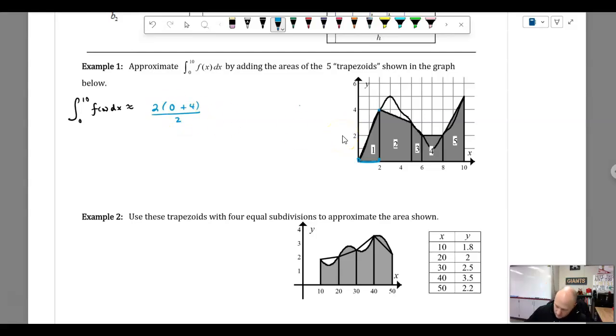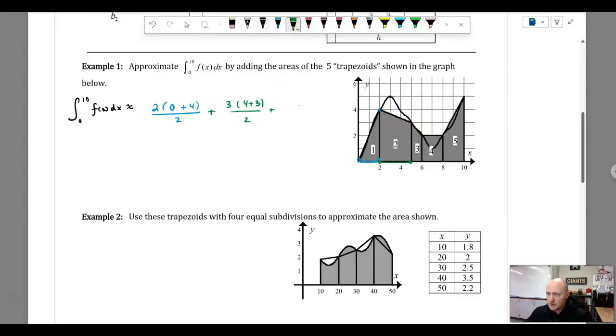There's trapezoid number 1. Let's look at trapezoid number 2. It goes from 2, it looks like, to 5, so that is going to be a width of 3. And I'm going to average again these heights here. Height 1 looks like it's 4. Height 2 looks like it's 3. So 4 plus 3, and we're going to divide by 2.